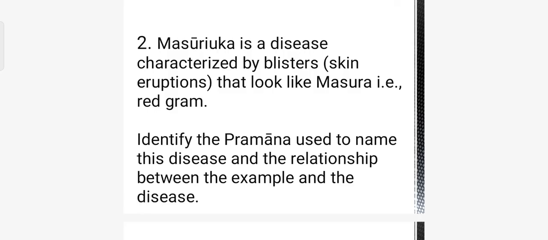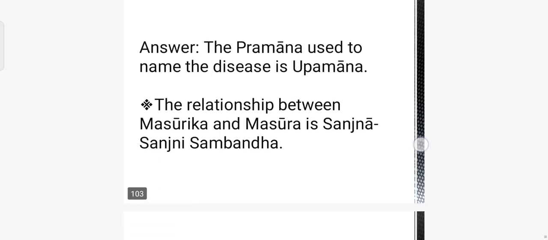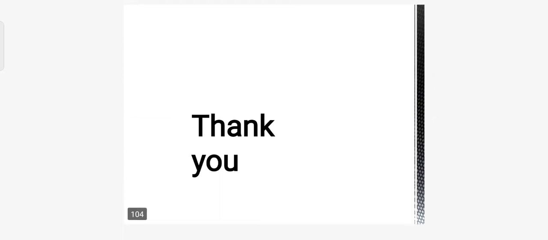Masurika is a disease characterized by blisters. So here the Masurika comparison is nothing but the Upamana Pramana, where the Masurika eruptions have been compared to the Masura lentil. Okay, so that's it about the practical aspects.